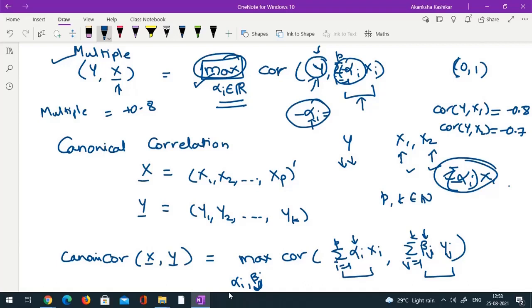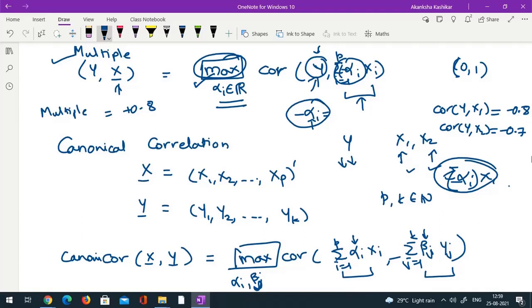You can never get a negative canonical correlation because you are choosing linear combinations. So you can choose alpha i's and beta j's appropriately and you will always get a positive value. You can never get negative because of this formula. The maximum in this case can never be negative. The maximum has to be positive. If you are still not convinced, go home and think of individual cases. You can take whatever values you like and try to compute. You will always get a positive value because that's how the definition is. The linear combination allows you to have that freedom.